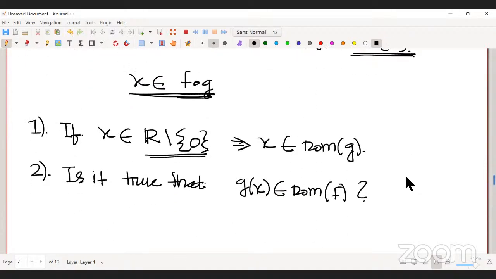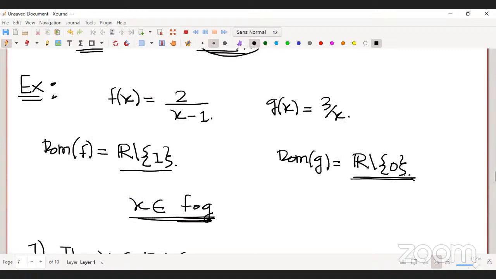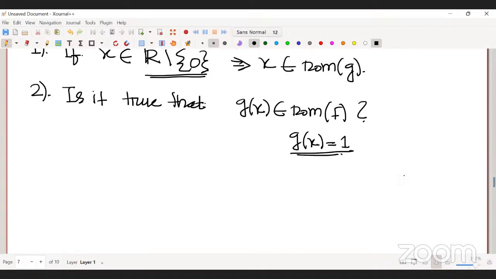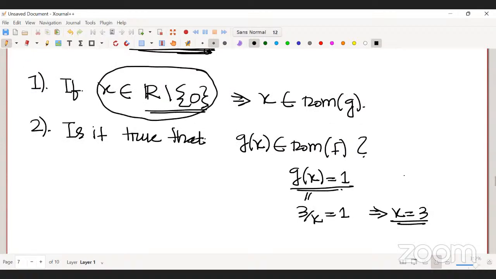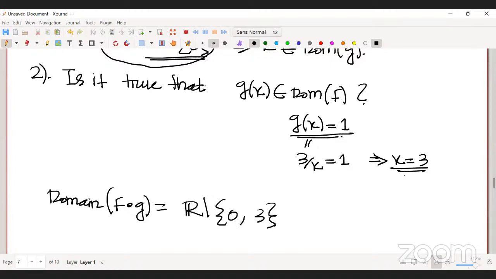So we have to exclude such x such that g of x equals 1, because 1 is not in the domain of F. So when can g of x be 1? G of x is 3 by x, which is 1. That means x equals 3. So basically we have to exclude 3 from this set, right? So that means the domain of F compose G is all real numbers except 0 and 3. Okay, so this is the domain of F compose G.